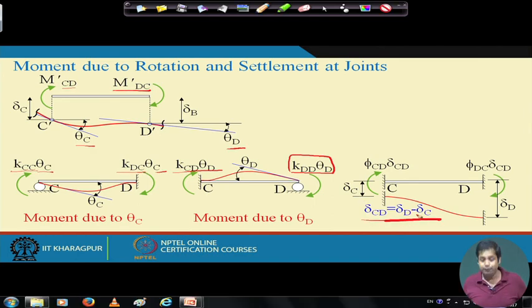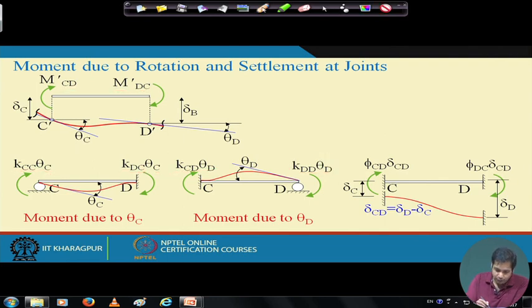Because if you define delta CD as delta C minus delta D, then the sign of the stiffness coefficient term will also change. So whatever stiffness coefficient term that I am going to show you is consistent with this diagram. If you are using a different sign convention, and defining delta CD in a different way, please make sure that you take the associated coefficients accordingly.